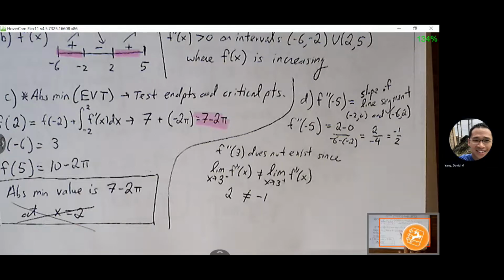Yes, yeah. If you say that f double prime of 3 does not exist because the slope doesn't exist and it's not differentiable, that'll be acceptable.